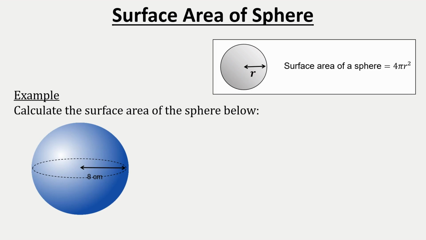So if I have to calculate the answer for this question, surface area, as per the formula given to me, I will start substituting my values, 4 times pi times 8 square, and the answer will be 804.2 centimeters square. So this is the answer for me.